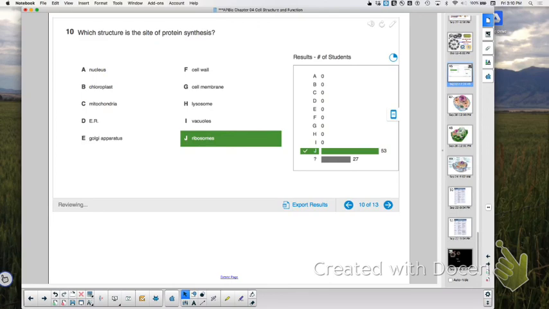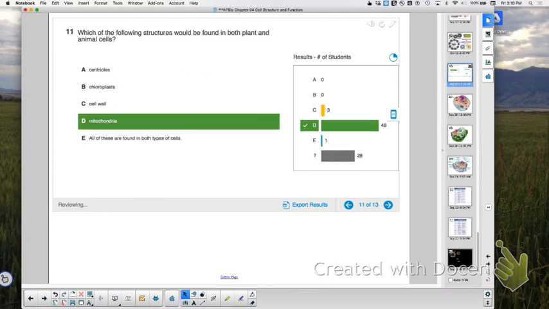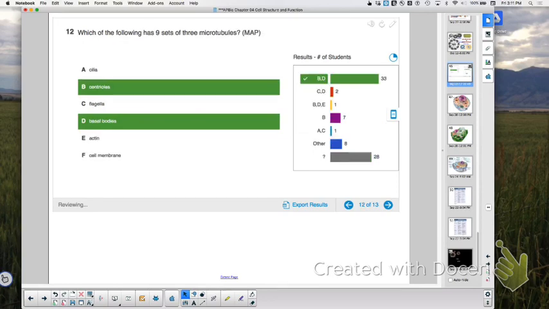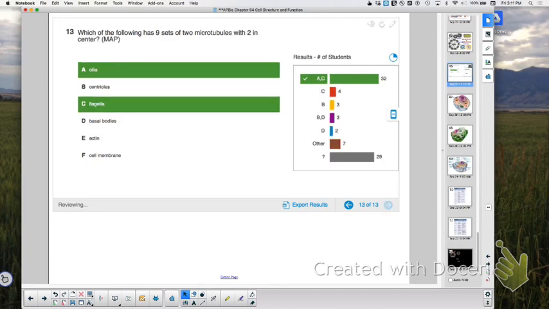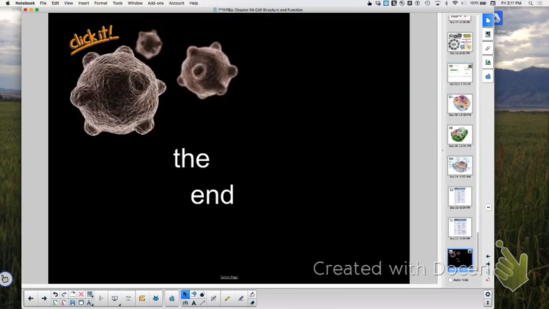Yes, all 53 people who logged in got that. Okay, what would be found in both plant and animal cells? Mitochondria. Do you have a cell wall? No. Then you're not going to be found in an animal cell. Logic. Which of the following has 9 sets of 3? Centrioles and basal bodies have 9 sets of 3. Okay? And then number 13, who has 9 sets of 2? Cilia and flagella.